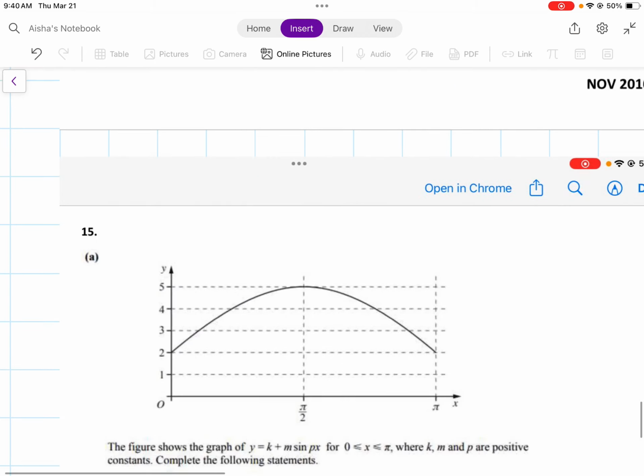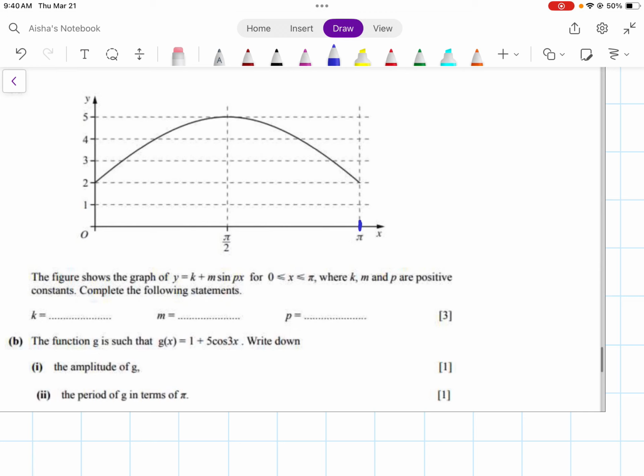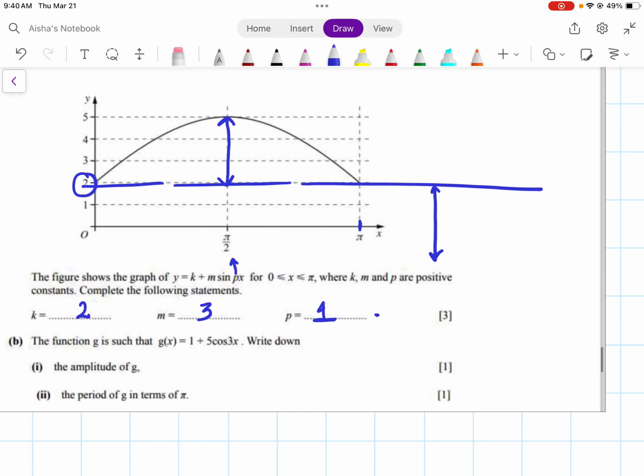This again is the sine graph, and you have to find the values. If you look at this, this is a half sine graph drawn. And I know that pi is half a sine, so in 2 pi it's going to be a full sine. That means the value of p is 1. Now, this is the middle value of the graph, so we are going 3 units up and 3 units down. So the amplitude is going to be 3, which is the value of m. And 2 is the middle point, so k is 2. So you should also be able to do it without using the formulas.